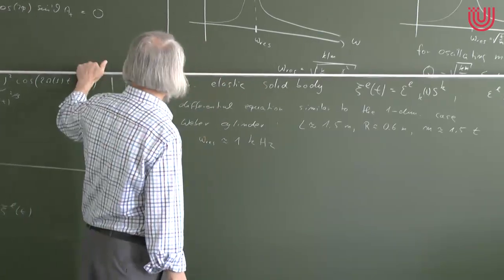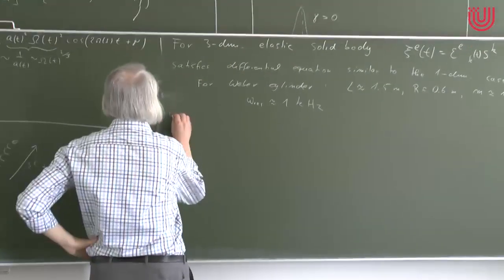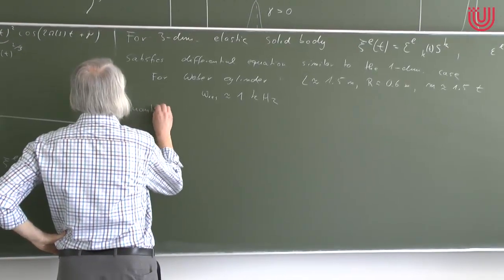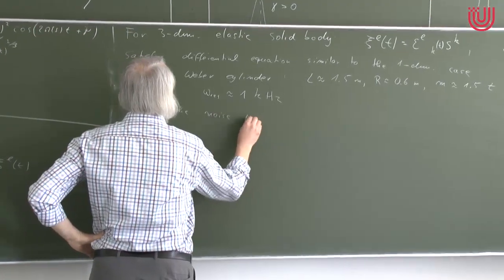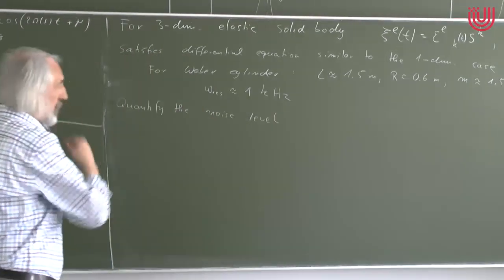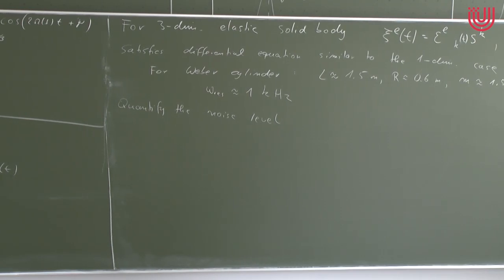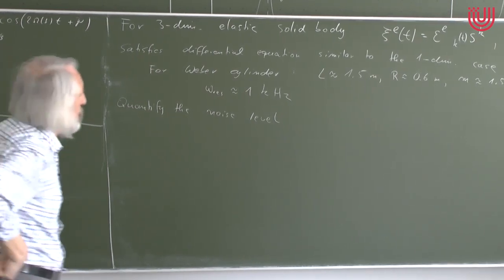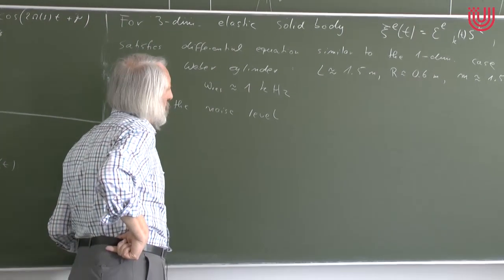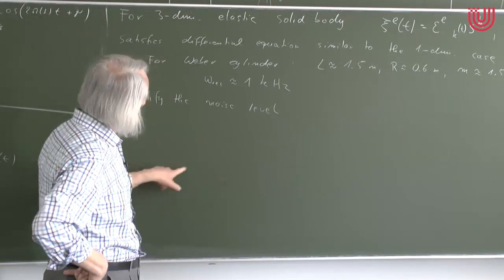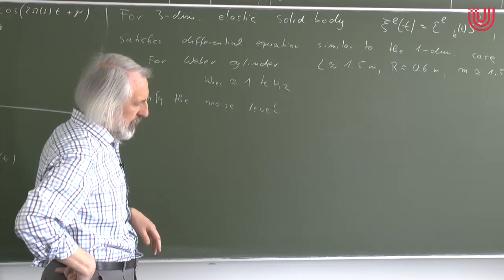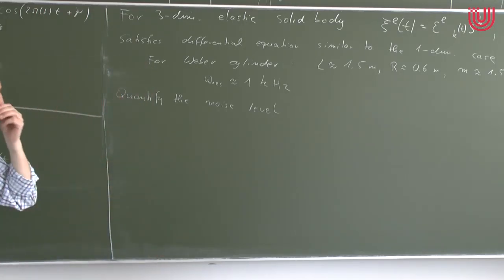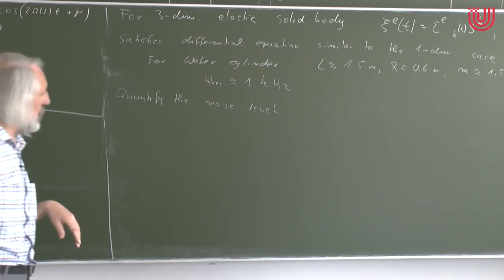And how do you quantify this? How do you quantify the noise level? Well, you introduce something which is called the spectral density. When you see a picture where the sensitivity of a gravitational wave detector is depicted, it's always done in terms of this spectral density. Let me briefly outline how this works.